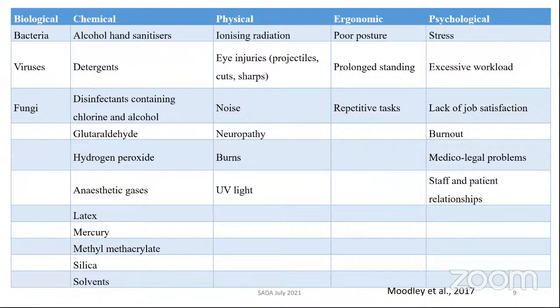Now with COVID, the biological hazards are being given a lot of attention. And we're going to talk about this in great detail. Chemical hazards, the detergents we use, the disinfectants we use, chlorine, alcohol, the hydrogen peroxide, mercury, latex, allergies, all are in the spotlight, and there's a lot of research done in this arena. Physical injuries from projectiles, noise, neuropathy, burns, UV light also is being well researched.